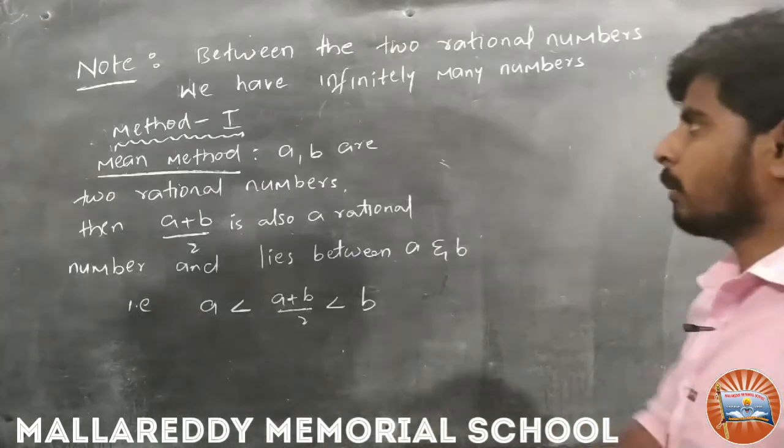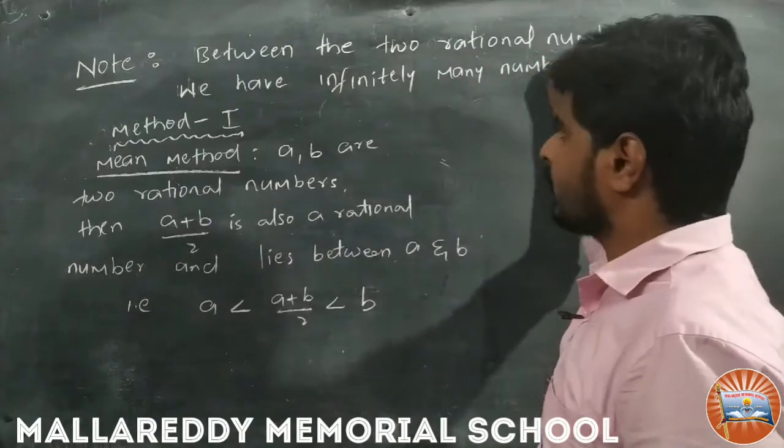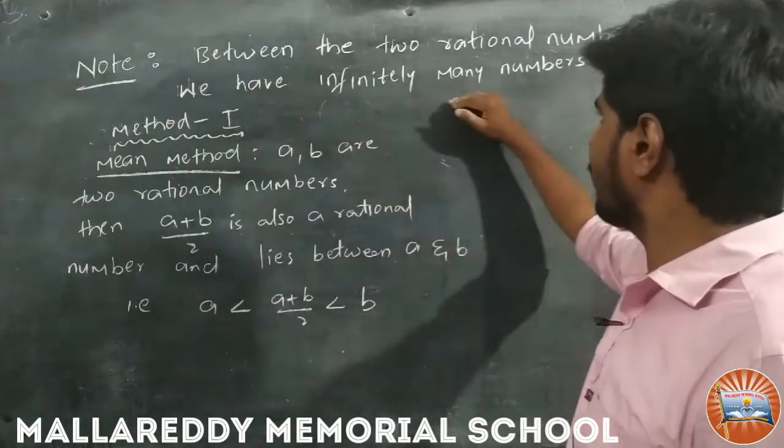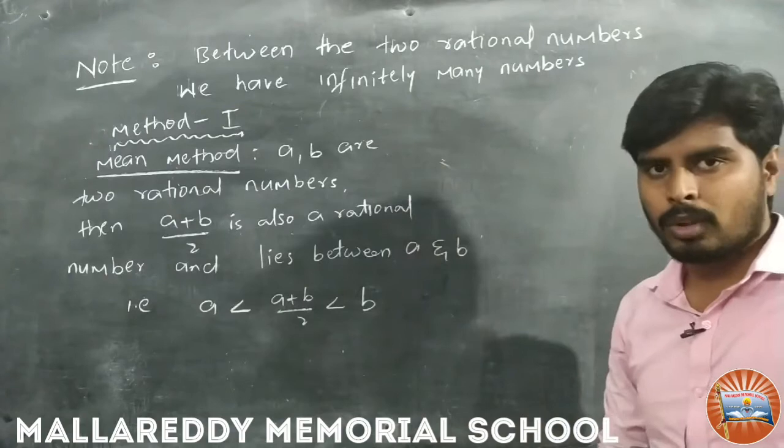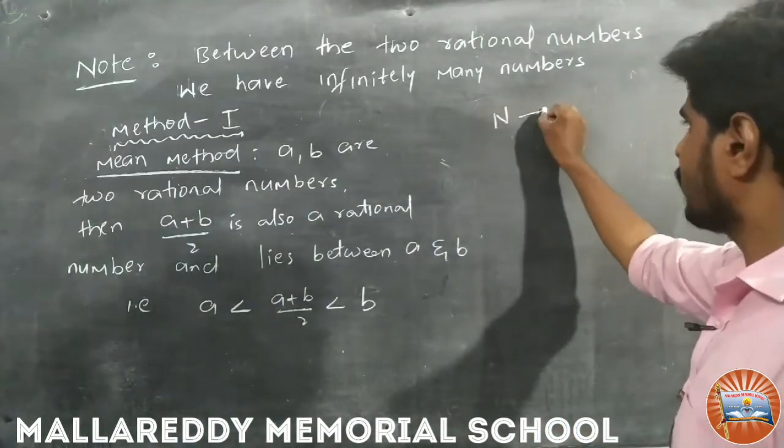Right. Look at the note. What is the note here? Between the two rational numbers, we have infinitely many numbers. What does it mean? Look here. For example, look at the natural numbers. What are the natural numbers?